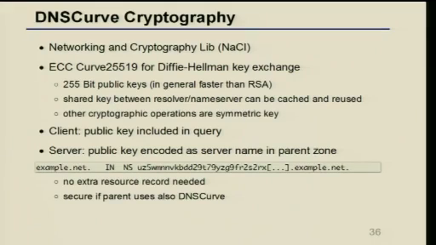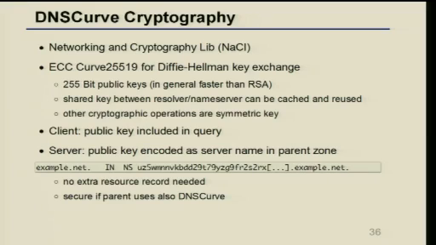Okay. What kind of cryptography is used by DNS curve? It uses a networking and cryptography library, pronounced SALT, and it uses elliptic curves for the Diffie-Hellman key exchange, 255-bit public keys. The security level can be compared with RSA 3000-bit, and in general it should be faster than RSA. There are some disputes about performance, but in general ECC is faster because it uses shorter signatures.